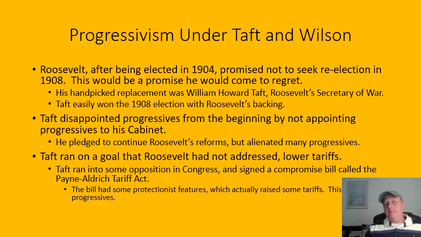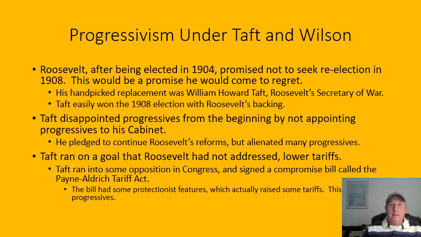So, a little review from the last lesson. We know that Roosevelt was the first of the three progressive presidents. Roosevelt did not run for re-election after his second term. Instead, his hand-picked replacement, William Howard Taft, ran on the Republican ticket and was elected president. Taft won very easily because he was endorsed by President Theodore Roosevelt, who was very popular at the time.